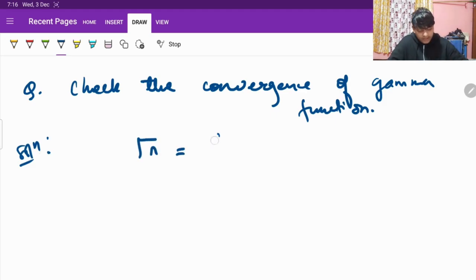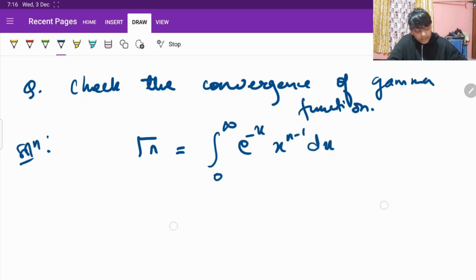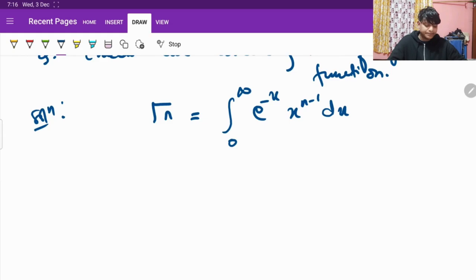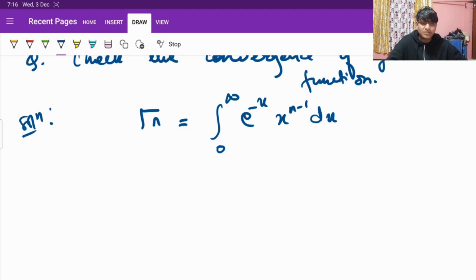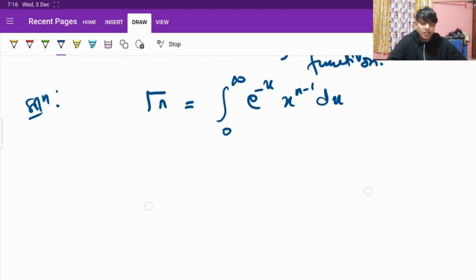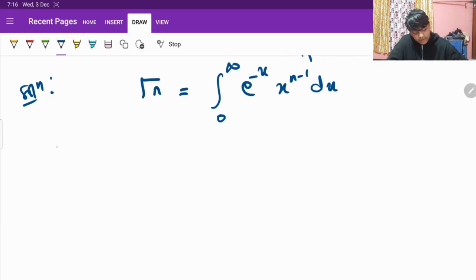Gamma of n is the integral from 0 to infinity of e to the power minus x, x to the power n minus 1 dx. This is the definition of the gamma function, and we want to check its convergence. Obviously we have a term n, so n might vary. For us n might be greater than or equal to 1, or it might be between 0 and 1, and then it might be less than or equal to 0.